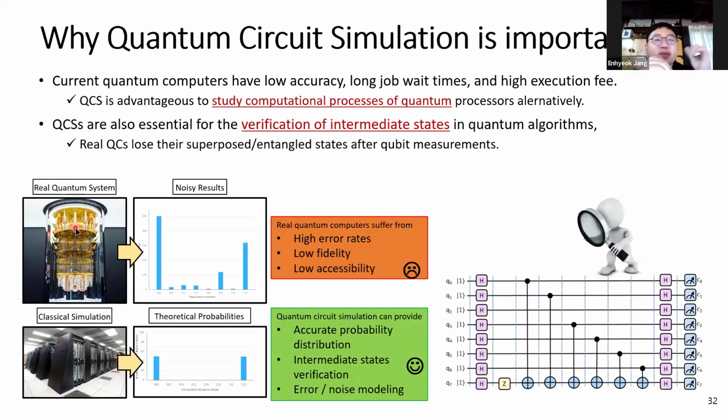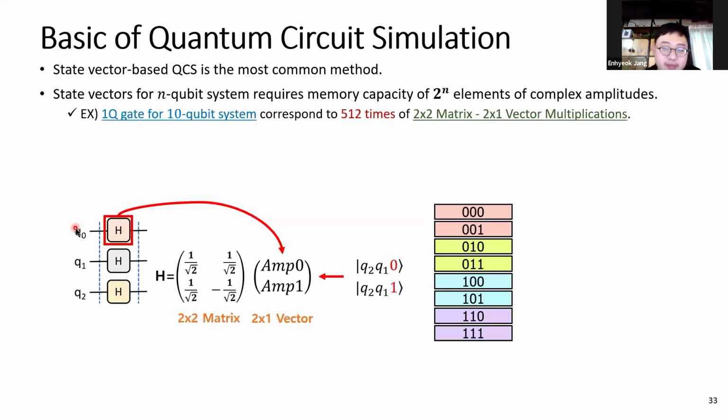Quantum circuit simulation is really important because real quantum processors have lower accuracy, long job wait times, and high execution prices. So quantum circuit simulations can use classical computing resources, and it is advantageous for studying the computational process of real quantum processors. QCS is also essential for verifying intermediate quantum states, because real quantum computers lose their superposed or entangled states after the measurement process.